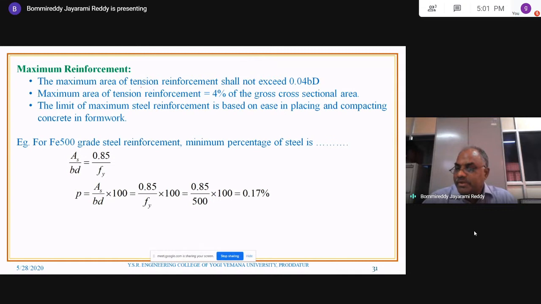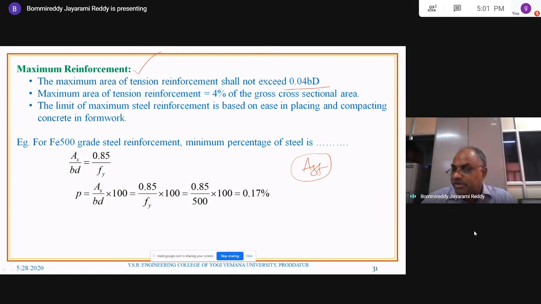And at the same time, the code also has given a maximum reinforcement limit. If you calculate the Ast, that should not be more than the maximum value. So maximum reinforcement also has some limitation. What is that limitation? Maximum area of tension reinforcement shall not exceed 0.04 BD. B is width and capital D is the overall depth. What is the meaning of it?